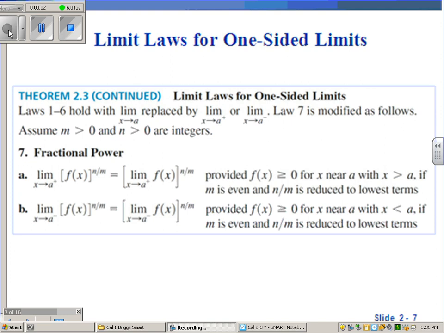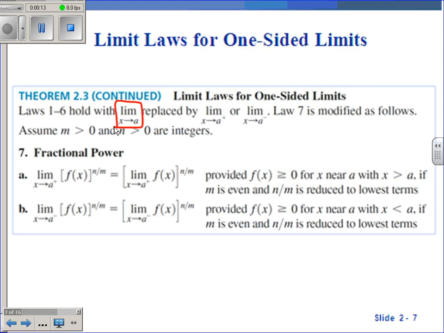Okay, now we're going to look at adapting the limit laws for one-sided limits. The first 6 limit laws that we had before were written as two-sided limits. We were looking at the limit as x approaches a. Now, if you just took those first 6 and rewrote them, looking at the limit as x approaches a from the right side and the limit as x approaches a from the left side, those would still apply exactly the way they are stated.